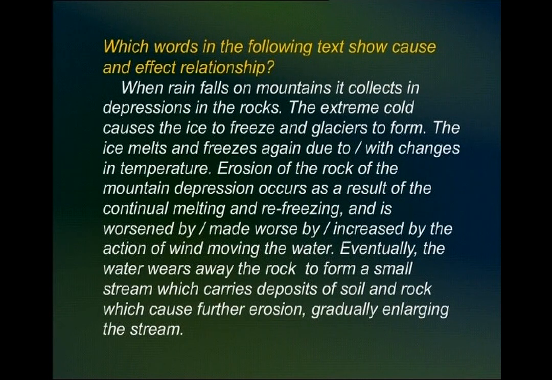and you notice which words in the text show cause and effect relationship. I'll read it out for you. When rain falls on mountains, it collects in depressions in the rocks. The extreme cold causes the ice to freeze and glaciers to form. The ice melts and freezes again due to changes in the temperature. Erosion of the rock of the mountain depression occurs as a result of the continual melting and refreezing, and is worsened by the action of wind moving the water.